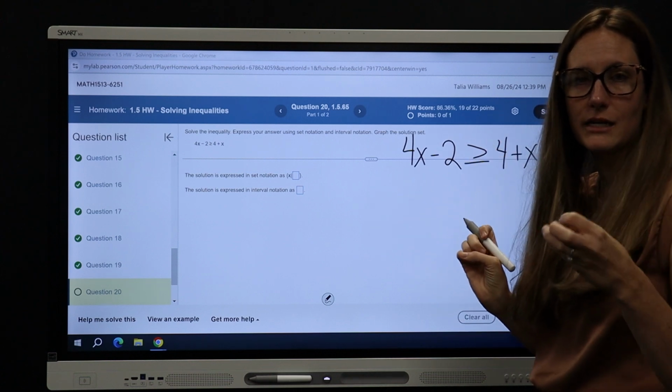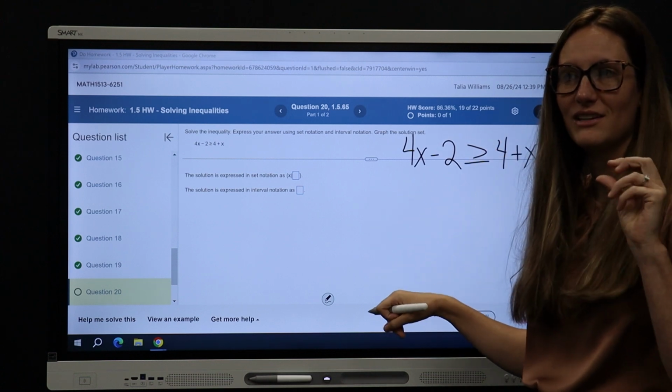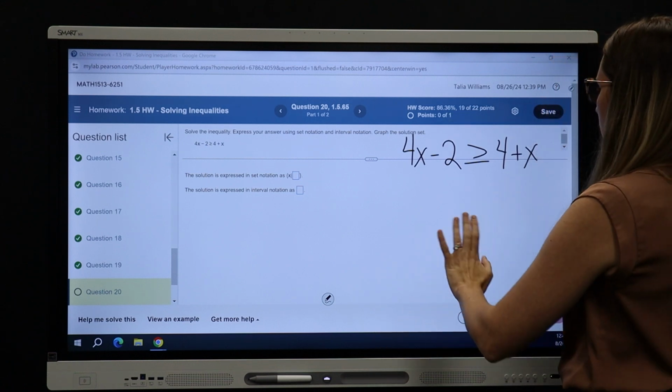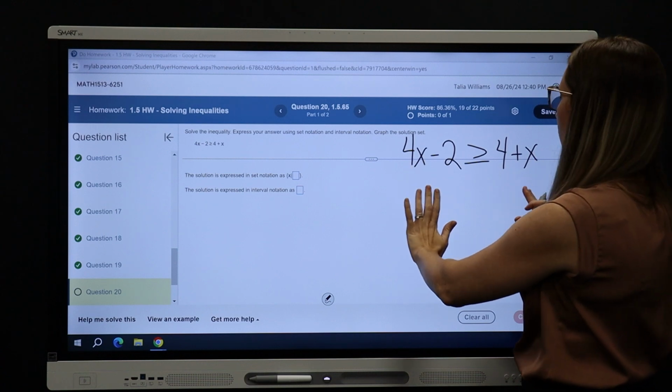I like to keep my x positive because if it's negative, you have to remember to flip your inequality. So between 4x and x, the smaller one is 1x.